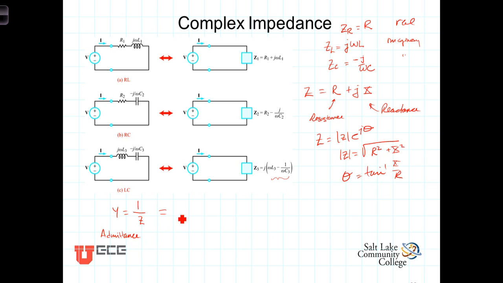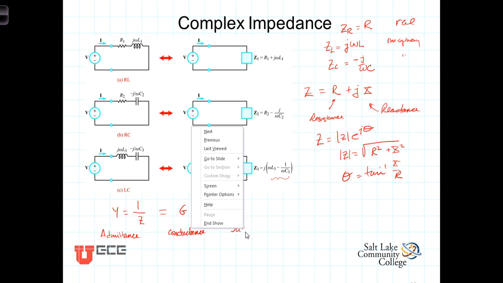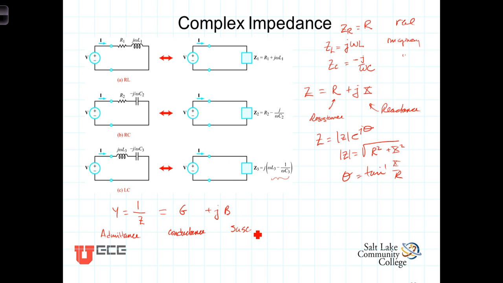It also is a complex quantity consisting of a real part, G, that is called conductance, and j times an imaginary part, B, where B, the imaginary part of the admittance, is referred to as the susceptance, S-U-S-C-E-P-T-A-N-C-E. So we have impedance in polar or rectangular form. We have admittance in rectangular form, and of course it can also be written in polar form also.